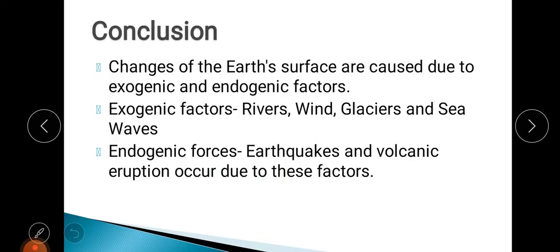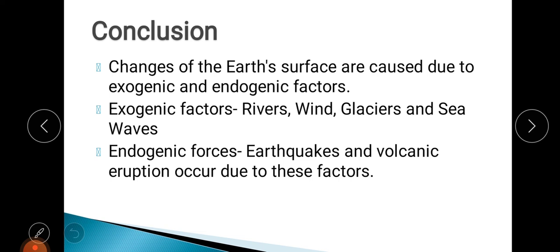So we are at the end of this chapter. What we have learned in this chapter is that all the features and landforms present on our earth are mainly caused by two forces. First is exogenic forces, and another one is endogenic forces. So what are exogenic forces? Like your rivers, winds, glaciers, sea waves that we have discussed, and the various landforms that have been created because of these factors.